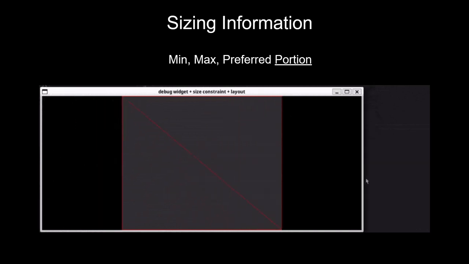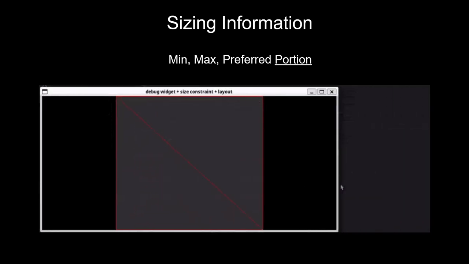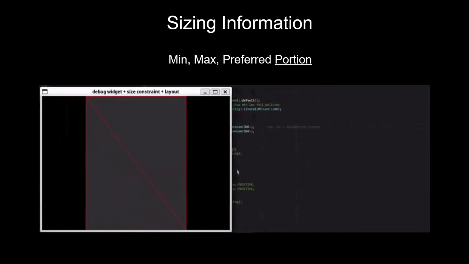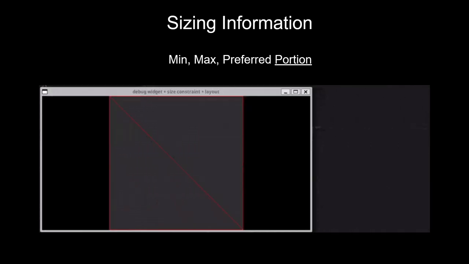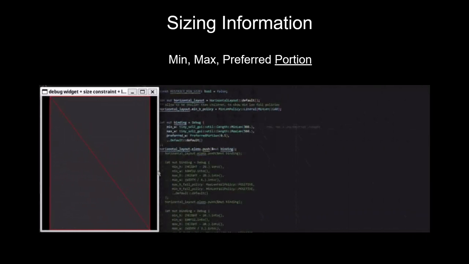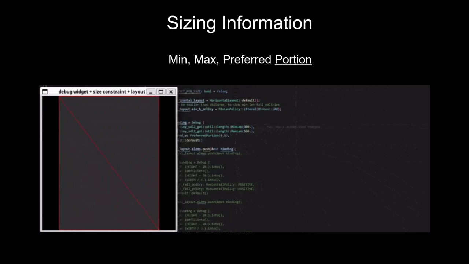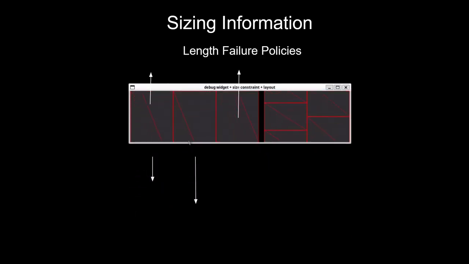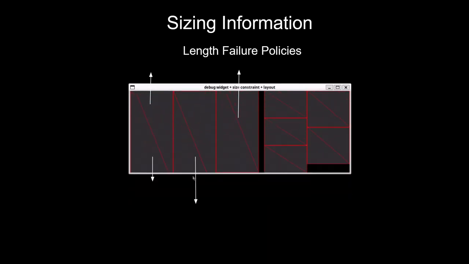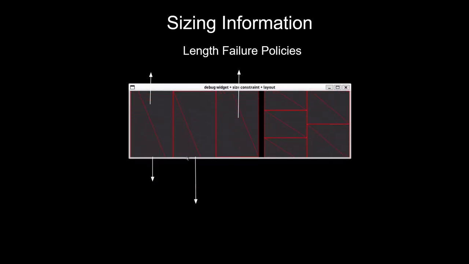And in cases where there are multiple competing components, then this is treated like a weighted average. So you can say that a component is one-third the length of the parents. This allows things to scale pretty nicely. The widget also provides length failure policies. So this says what happens when the parent is too big or too small.